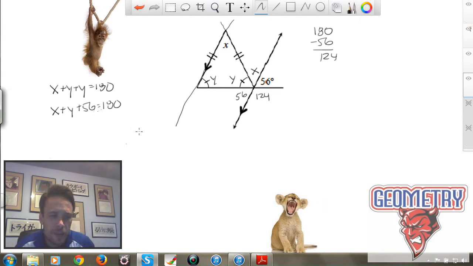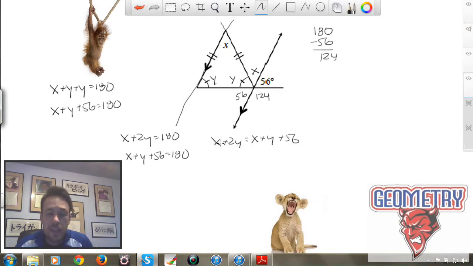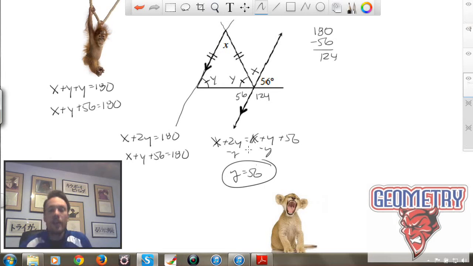I'm going to simplify the top equation there, so we get x plus 2y equals 180, and the bottom equation is x plus y plus 56 equals 180. Since both of these equations equal 180, I'm going to set them equal to each other. So x plus 2y equals x plus y plus 56. A nice thing happens here: the x on this side and the x on that side cancel out. Then I'm going to subtract y from both sides, and we have y equals 56. Unfortunately, that's not what we want. We want x, but it's going to help us out.